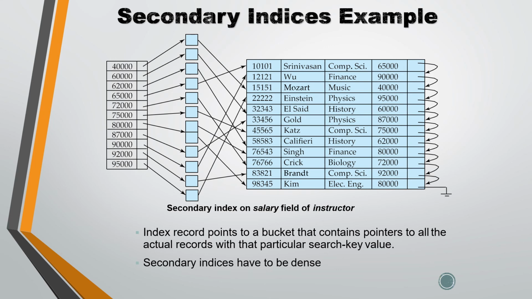The index record points to a bucket that contains pointers to all the actual records of the particular search key. This is the figure which indicates the secondary indices.